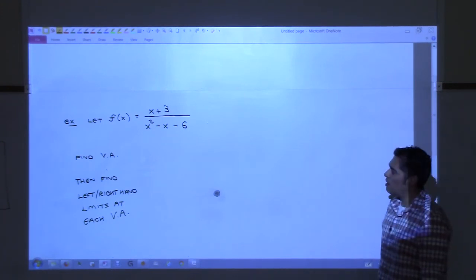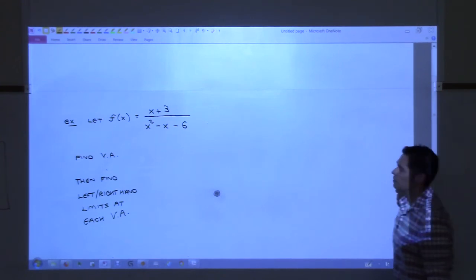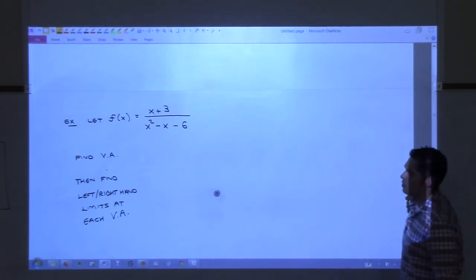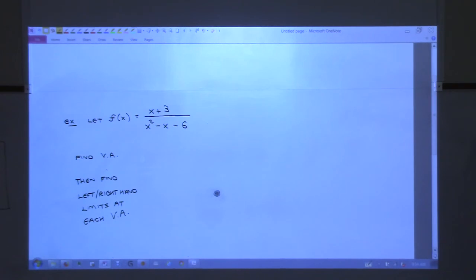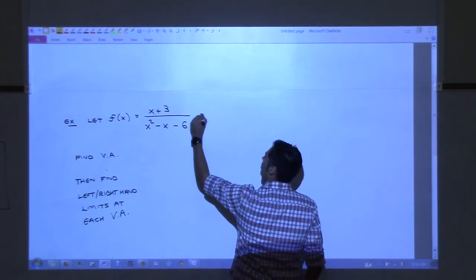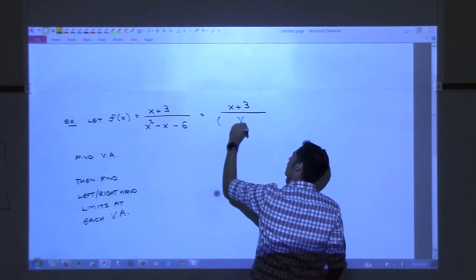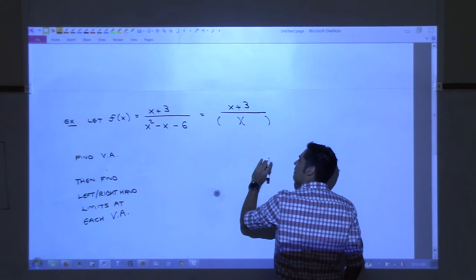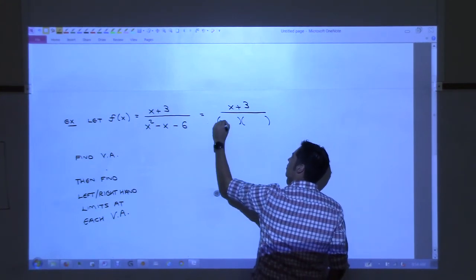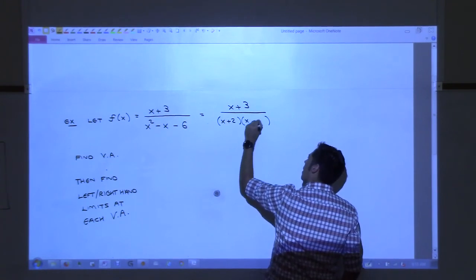All right, so let's try and figure out where we have something interesting happening. So what would you do to try and find the vertical asymptotes of this function? You'd factor the denominator out first, right? So let's factor, this is x plus 3 over x plus 2, x minus 3.